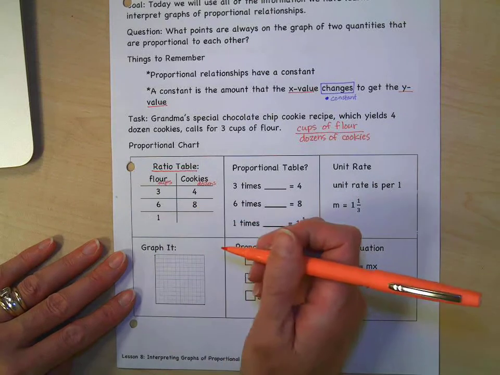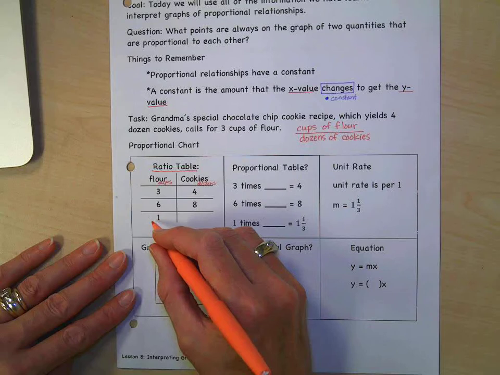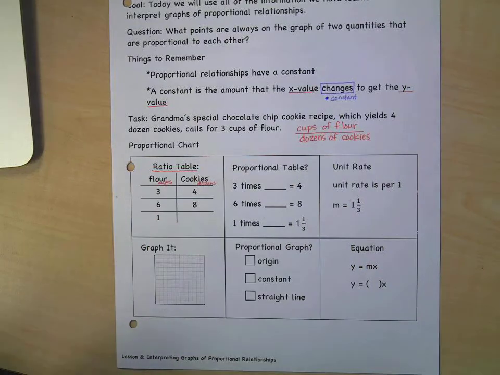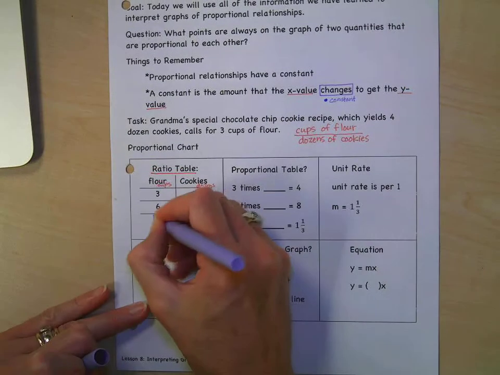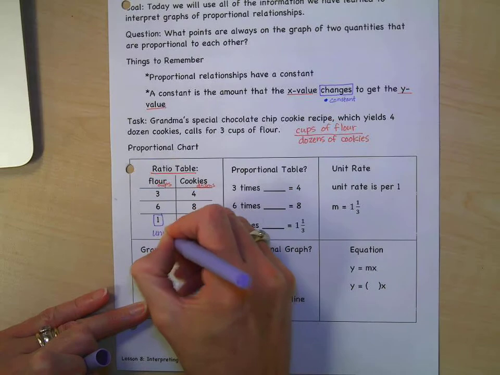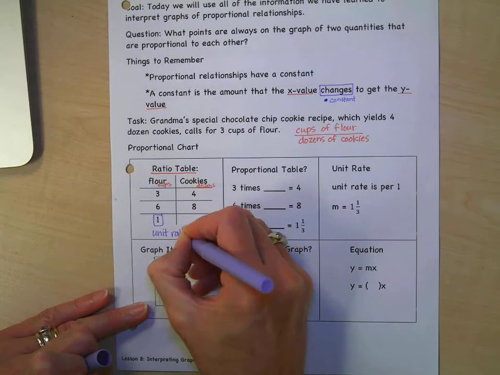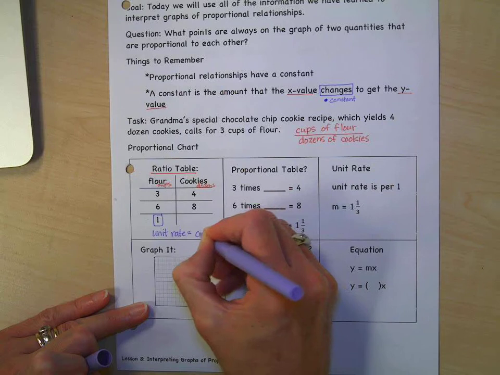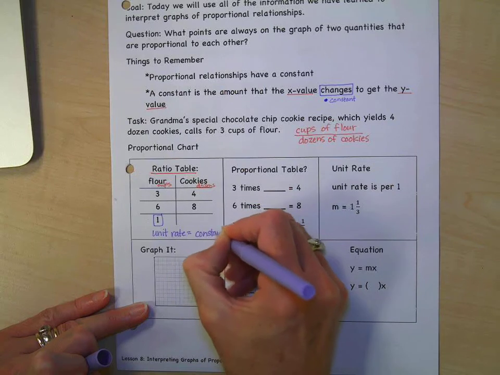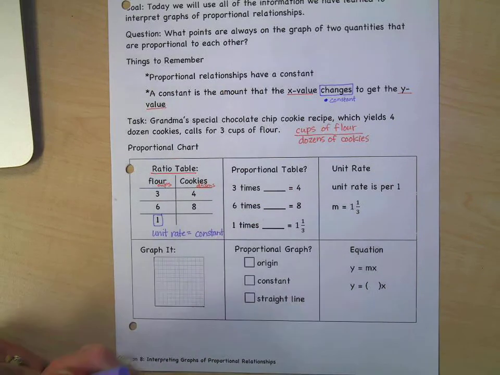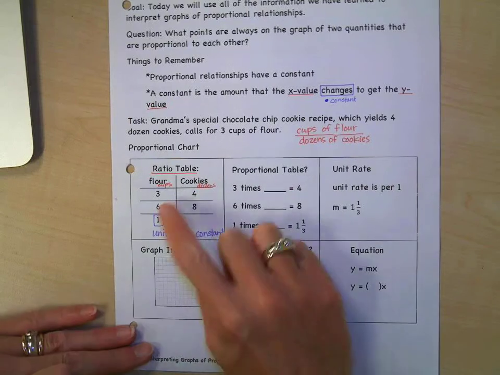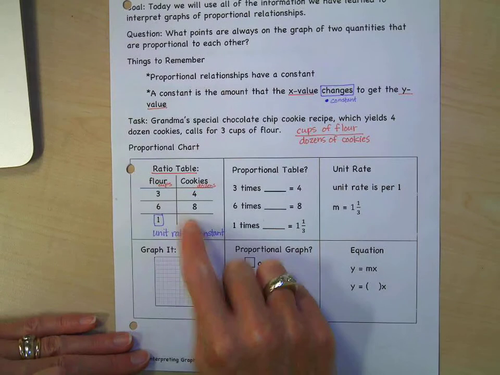And then it's asking us to go down to 1. So what would that 1 right there signify? That 1 signifies your unit rate. And remember, what is your unit rate? Your unit rate is your constant. Very good. So we have to figure out how we're going to get the unit rate.